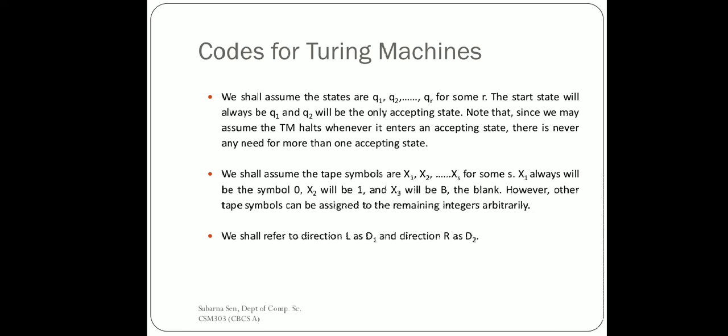Whatever the number of states appearing in the Turing machine, we will see that whatever Turing machine we are going to represent using binary strings can be done using just 0 and 1. Now the tape symbols will be like this: x1 will always be the tape symbol 0, x2 will be 1, and x3 will be the blank b. These are the conditions we have to follow. We use d1 to denote the left direction and d2 to denote the right direction.